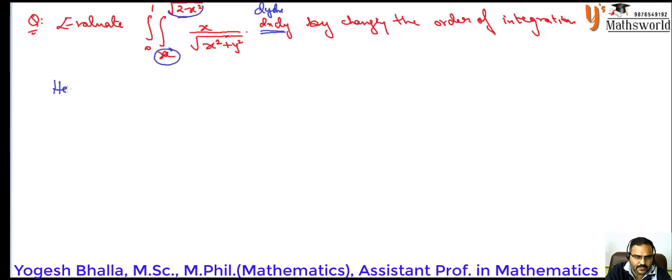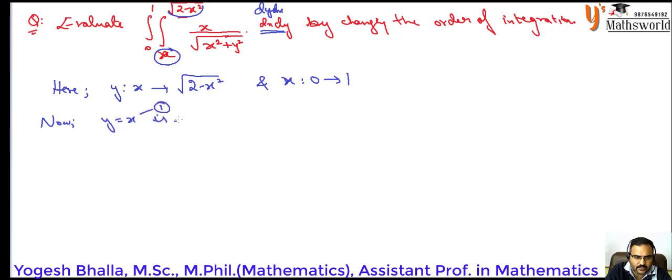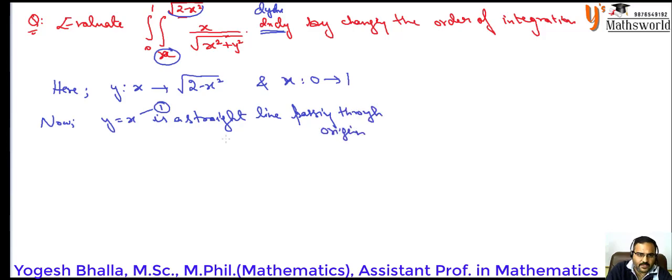So here from the integral we get y from x to root of 2 minus x square, and x will vary from 0 to 1. So now y is equal to x. What is this? It is a straight line. That will be equation number 1, a straight line passing through origin, okay, and the second one is y is equal to root of 2 minus x square. This is your equation number 2.